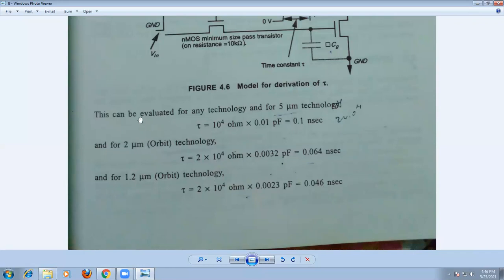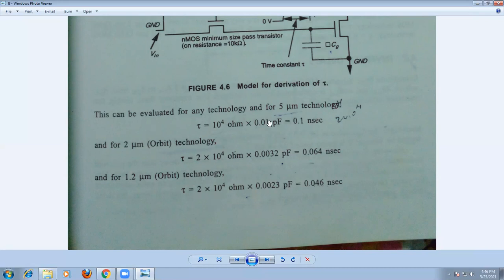So in 5 micrometer technology, for a minimum size transistor, the delay is equal to 0.1 nanosecond. Remember that point. Similarly, in 2 micrometer technology, the delay is equal to 0.064 nanosecond, and in 1.2 micrometer technology, the delay is equal to 0.046 nanosecond.